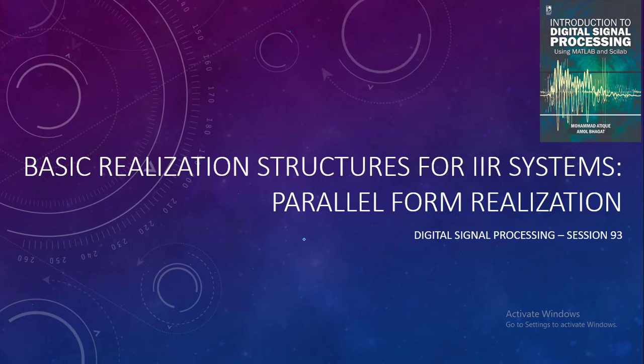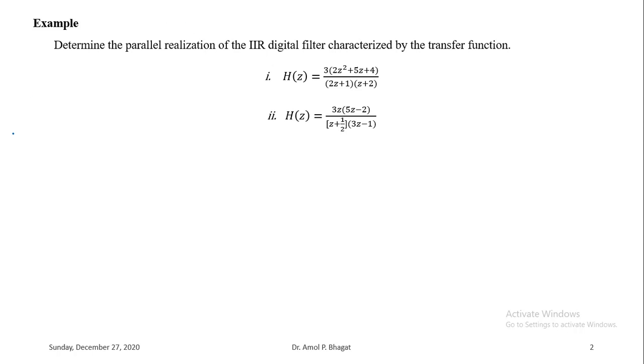Okay. So, as you can see here, one example has been given where we have to determine the parallel realization of the IIR digital filter, or you can call it a digital system or discrete time system, characterized by the transfer function. So there are two different systems, right? So initially we'll try to obtain it for the first system. Okay, so we'll solve the first example initially here.